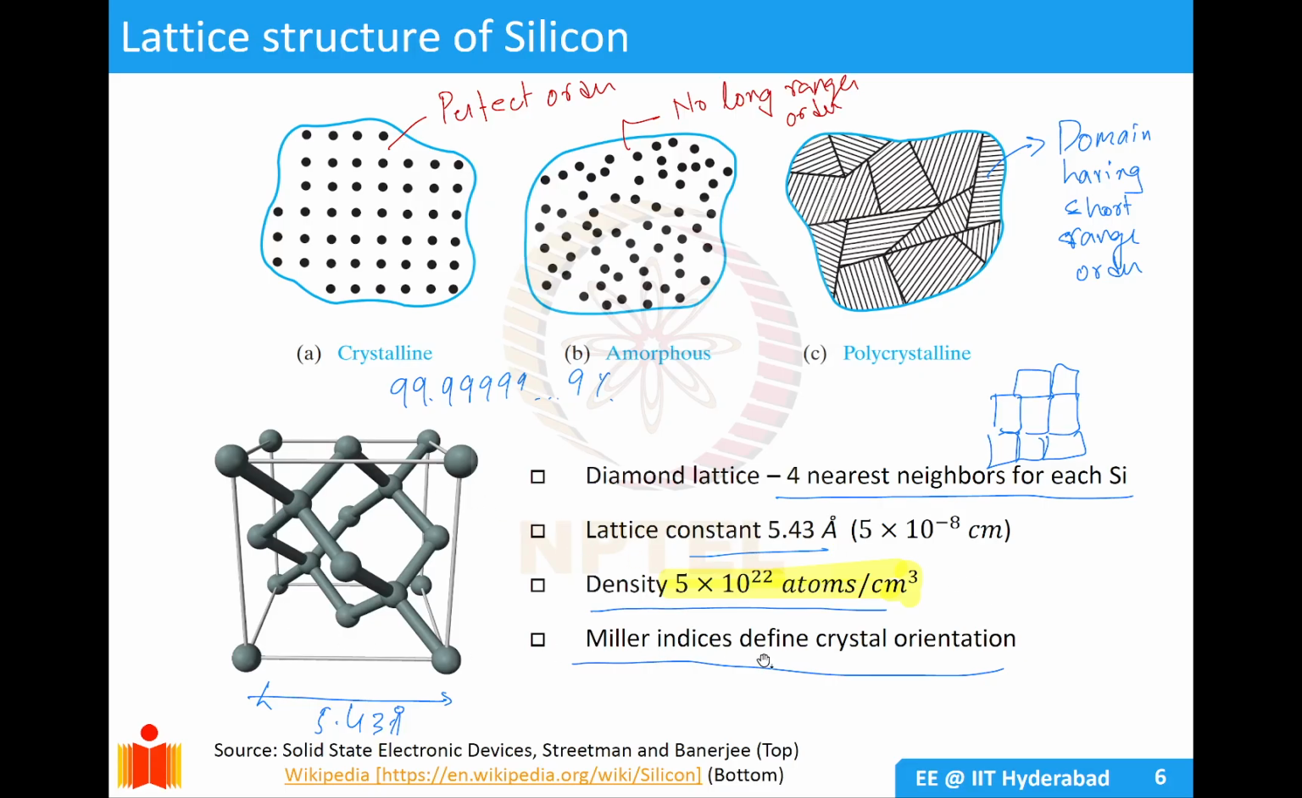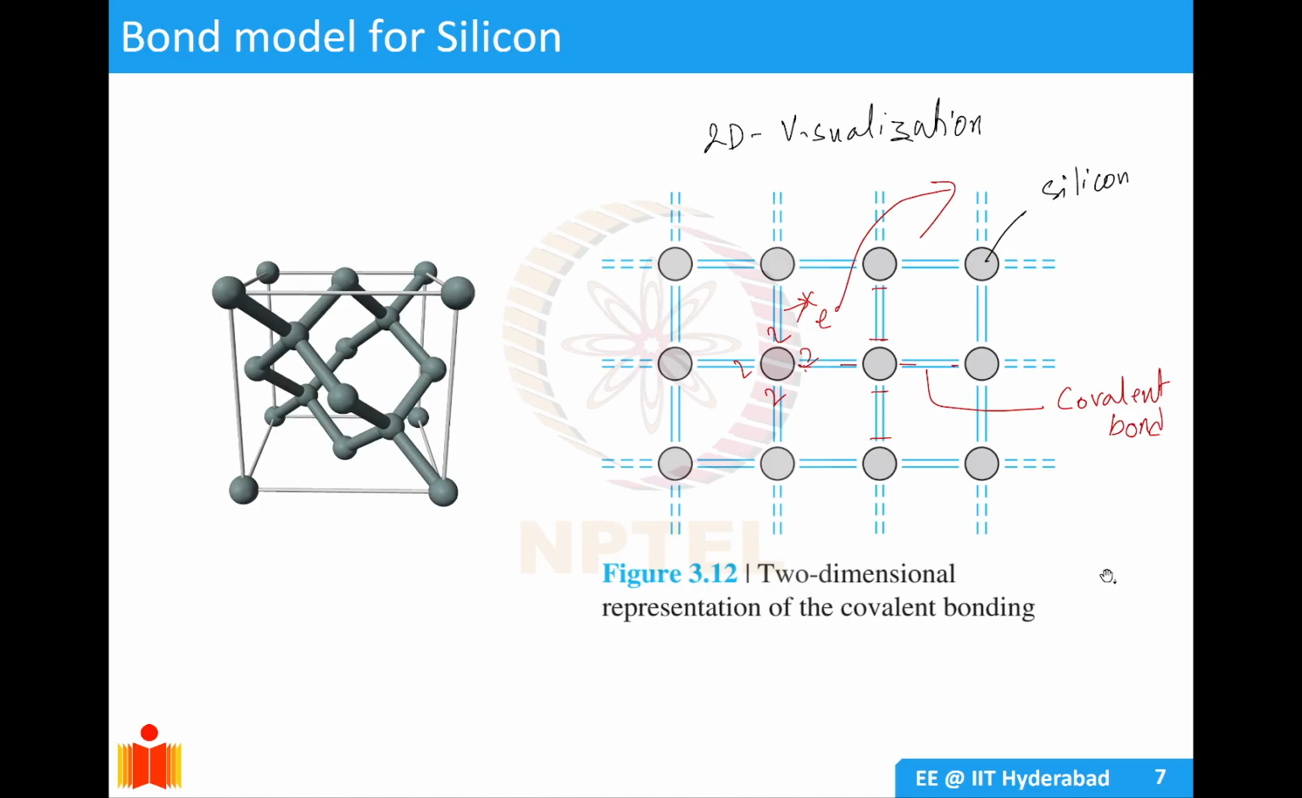And then we use Miller indices to define the orientation. That is the crystal orientation: if we cut a plane in the lattice, how the atoms are oriented is given by Miller indices. So this is a 2D visualization of the silicon lattice, where each silicon is attached to four neighboring silicon atoms with a covalent bond.